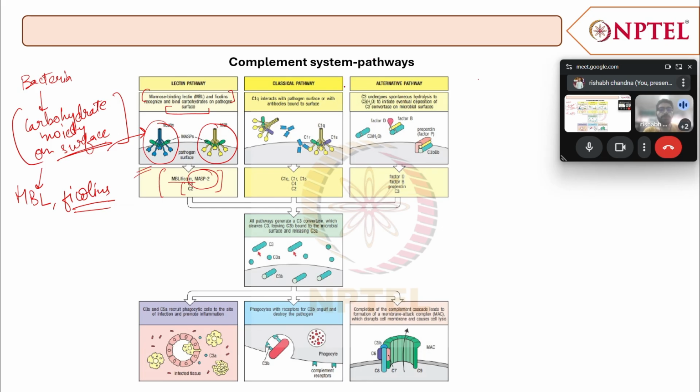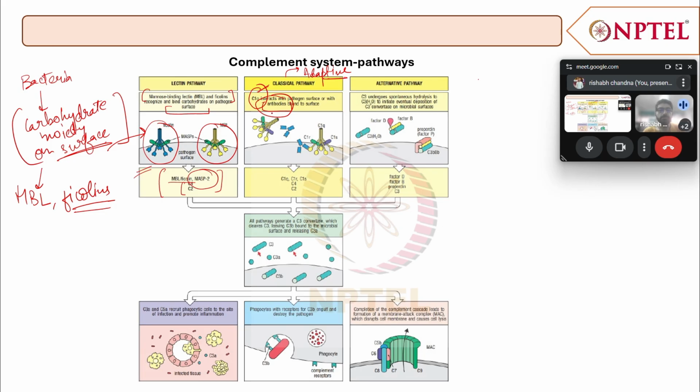Now moving on to the classical pathway. The classical pathway basically starts with the antibodies. This classical pathway is considered to be a part of the adaptive immunity, because only when antibodies recognize the pathogens will C1q, the major initiator protein in the classical pathway, start acting and activate the further proteins.